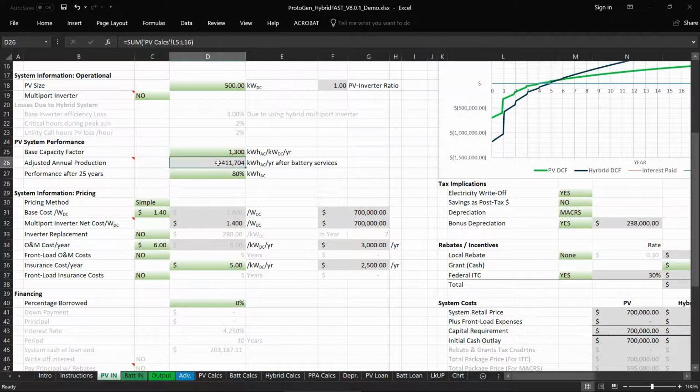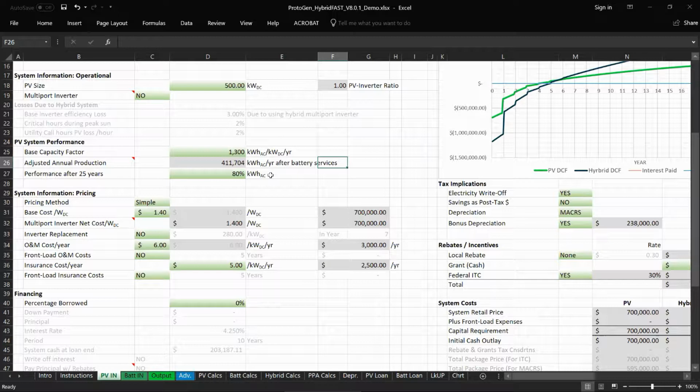Adjusted annual performance, this value comes from, well, as you can see by the units, kilowatt hours AC per year after battery services. And what we mean by battery services is, in certain situations, you're going to be charging your battery from the PV system. So you need to subtract those kilowatt hours that go into charging the battery from your avoided cost of electricity. So that's what this calculation does.